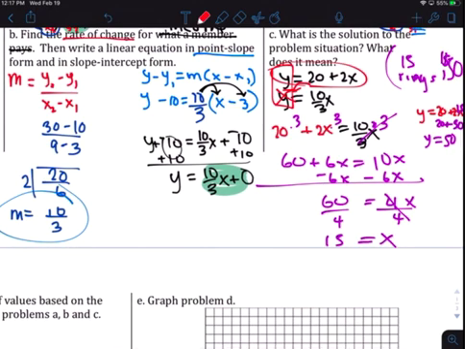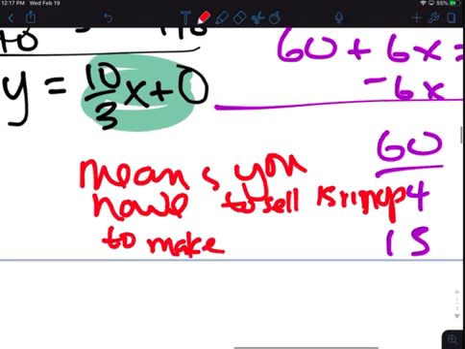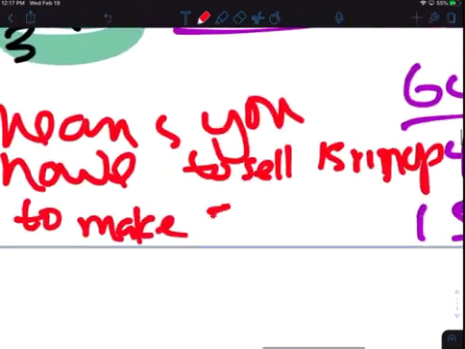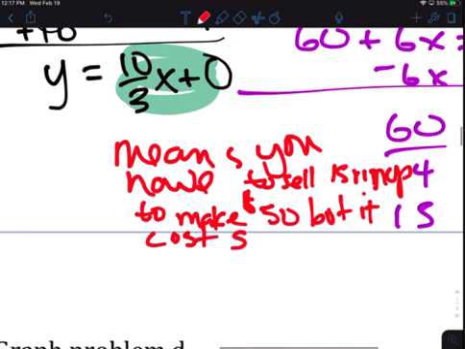I'm going to put the meaning here because I wrote too big over here. Means you have to sell 15 rings to make how many dollars? $50. But it costs $50. So therefore profit is 0.